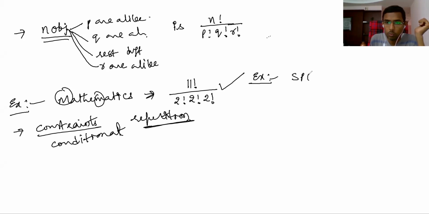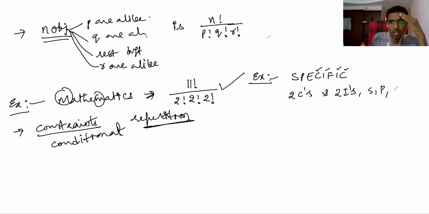So here, "specific." If you observe this, there are two C's and two I's, then we have S, P, E, F. So the total is 8 letters, in which 2 are alike of one kind, 2 I's are alike of another kind, and the rest 4 are different.